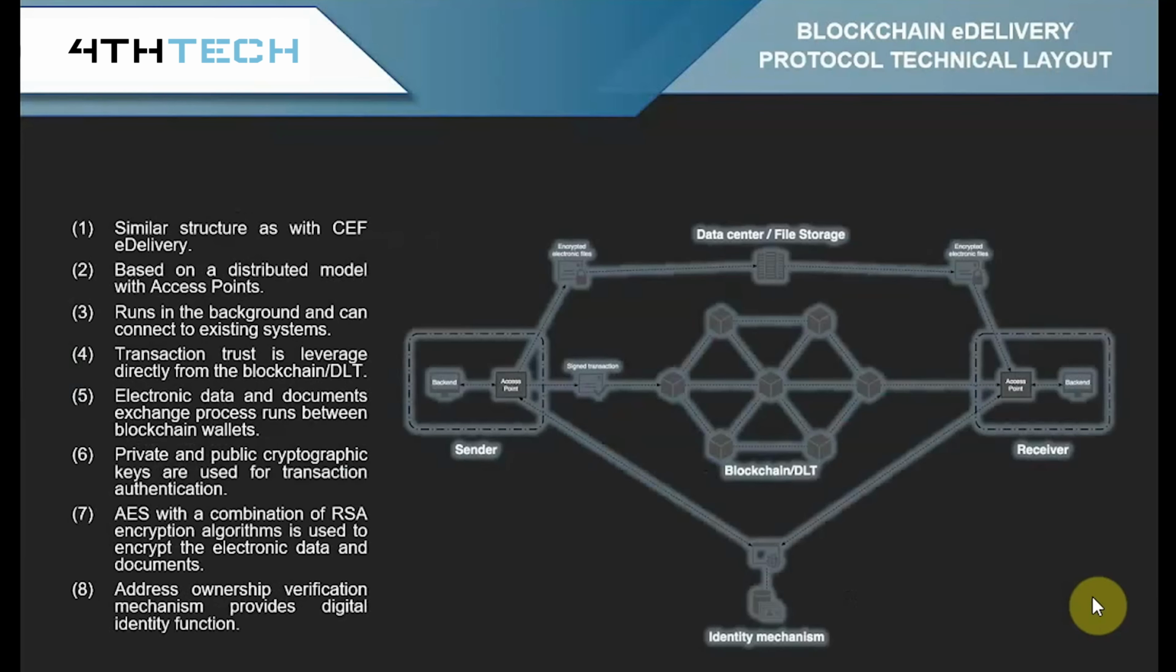If we take a look at the protocol's technical layout, we can determine that the structure is similar to the existing CEF eDelivery. It is based on a distributed model with access points. It runs in the background, and we can connect to other existing systems. Transaction trust is leveraged directly from the blockchains. The electronic data and document exchange process runs between blockchain wallets. Private and public keys are used for transaction authentication. AES in combination with the RSA encryption algorithm is used to encrypt electronic data and documents.